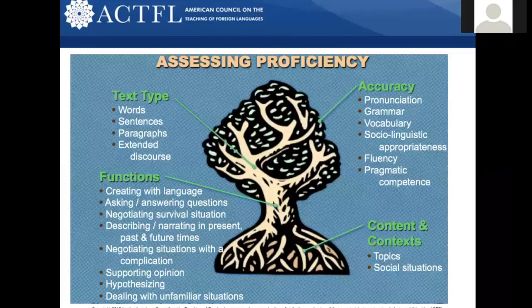So as we look at this image of the tree, we see that the trunk is the sturdy, the important part of the tree, the strength of the tree, and that is the functions. So as we look at how we can build the competence of our learners, it's about increasing the number of functions that they can do.